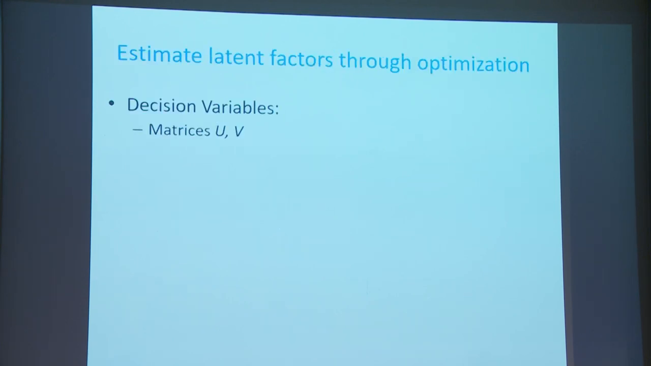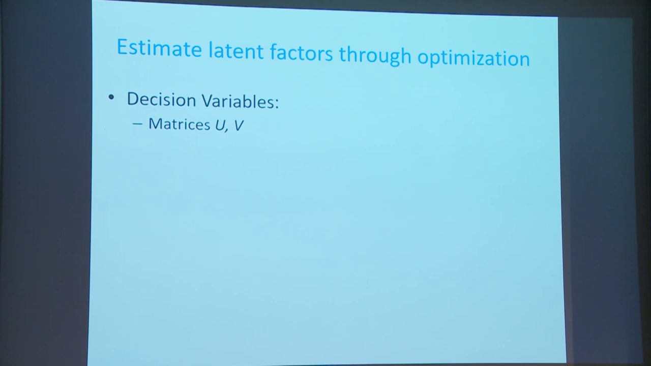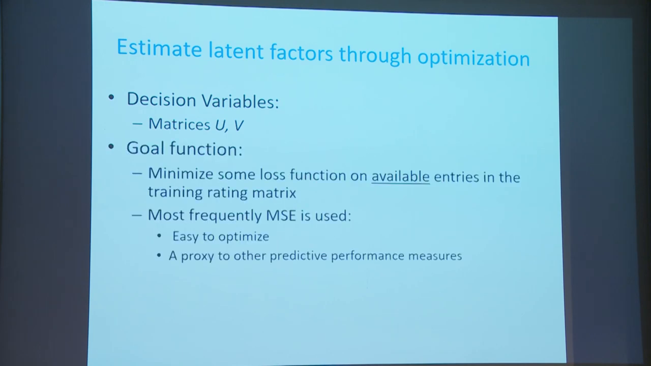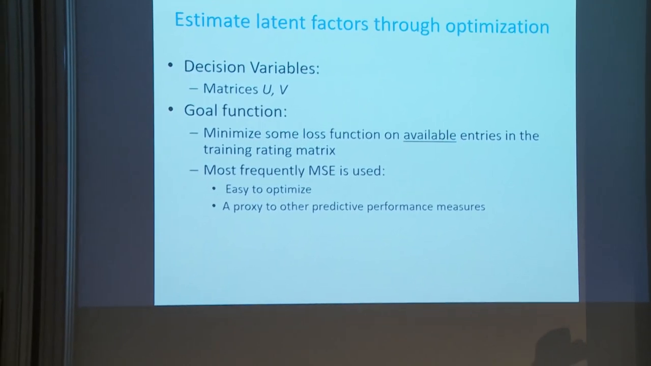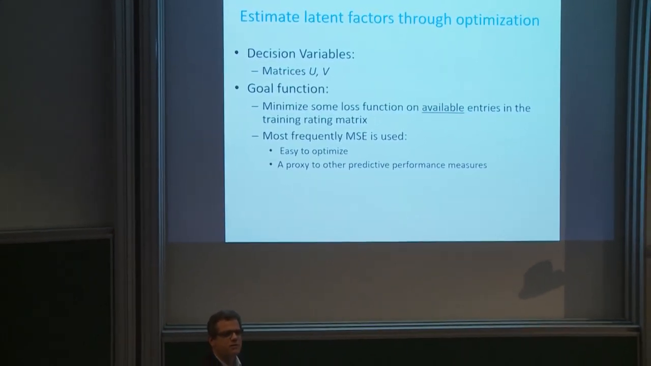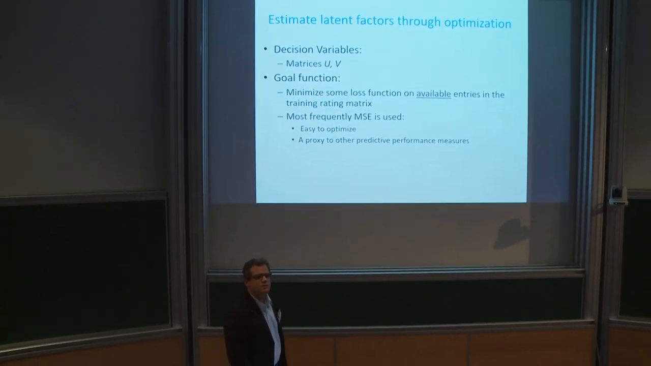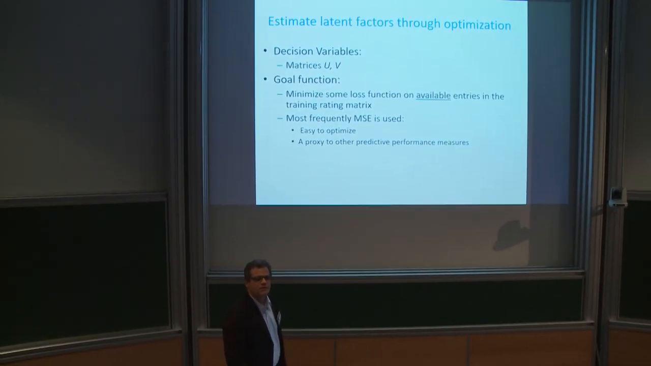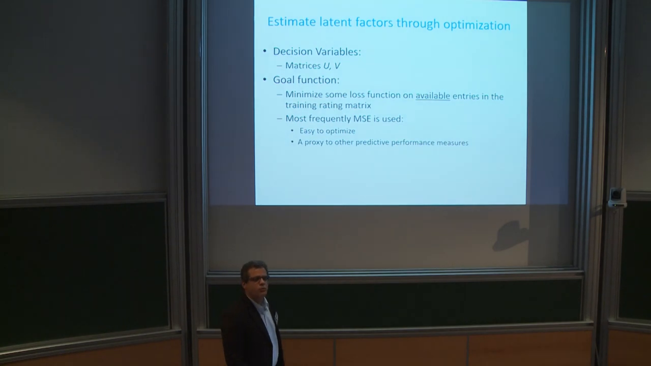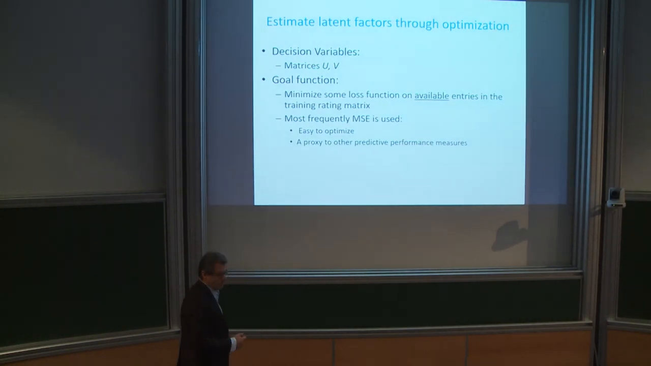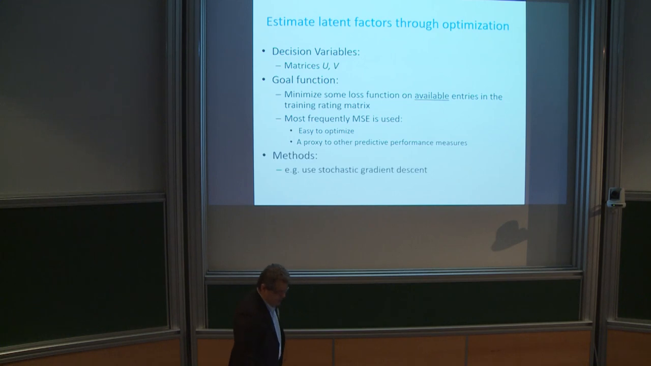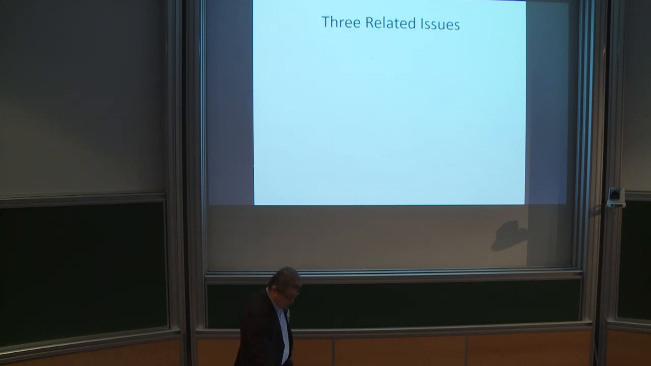In any case, our problem is very simple. We have two matrices, U and V, that need to be found. We have some loss function. Usually we are using the mean squared error. Again, not always because it's the right measure, but just because it's easy to optimize. And it's a good proxy for the real measures that we are interested in. And usually, most of the people are using the simplest optimization methods, like stochastic gradient descent.